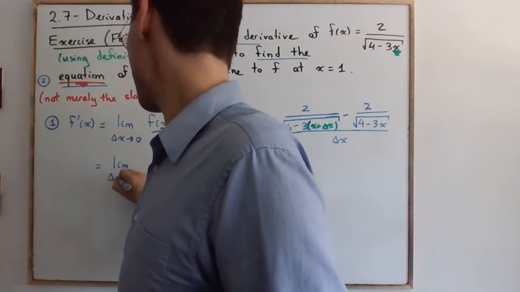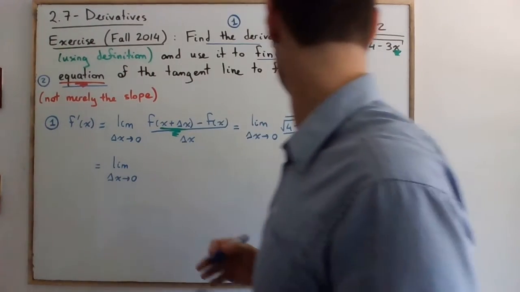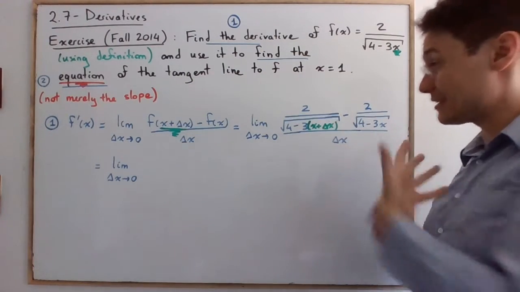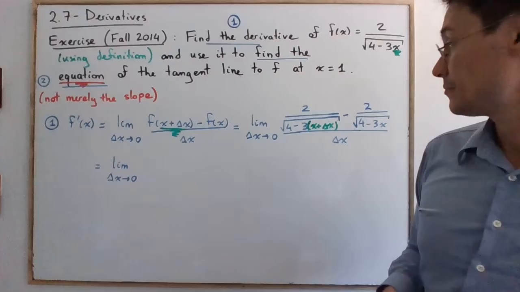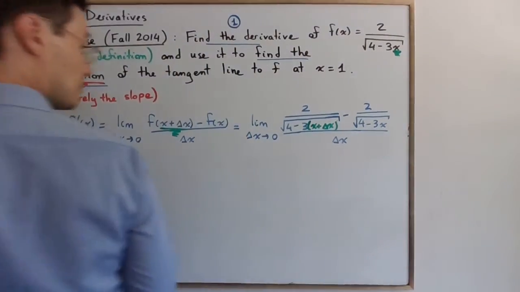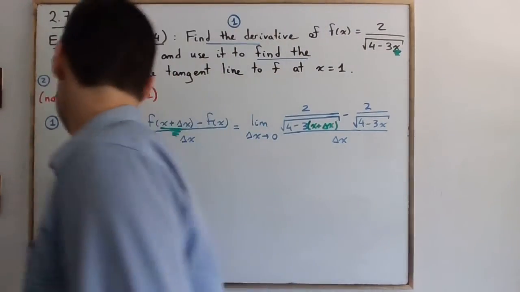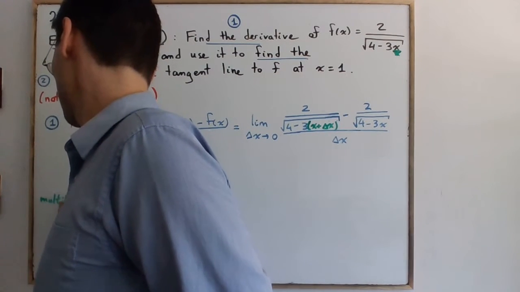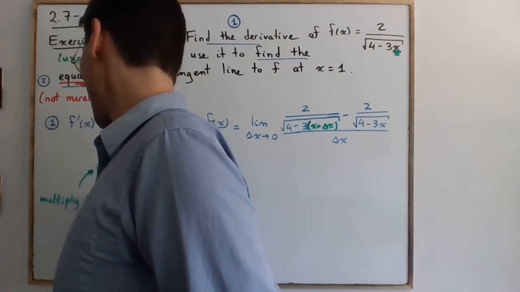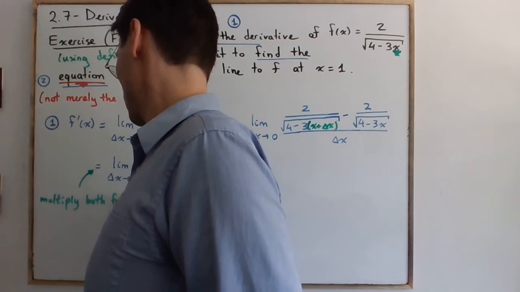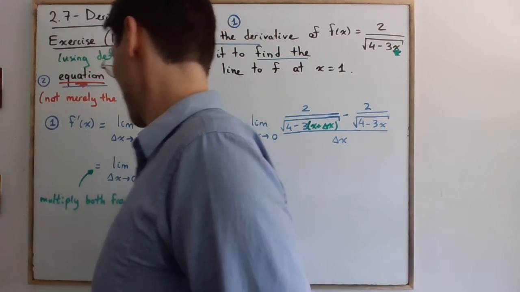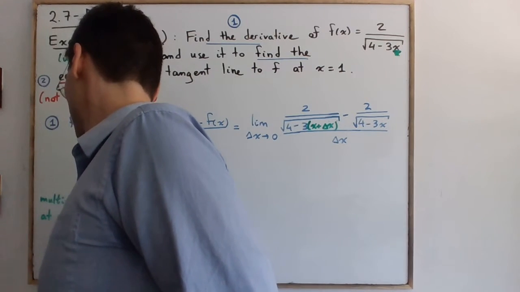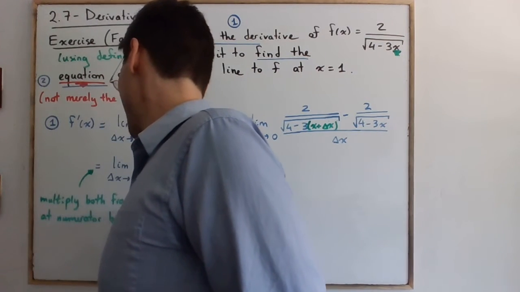Or actually, remember that you can also multiply both terms by the least common denominator. So yeah, let's just write this over here. Multiply both fractions at numerator by their LCD.